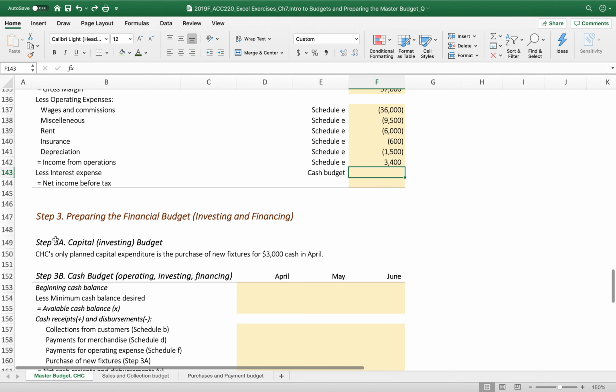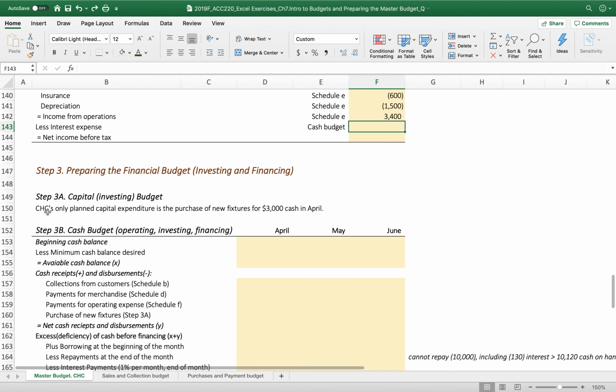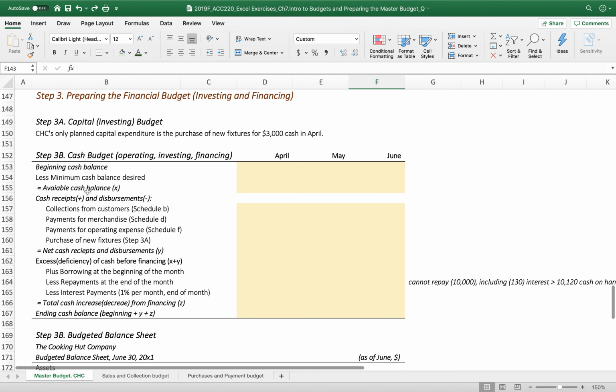And then we start to work on preparing the financial budget. CHC's only planned capital expenditure is the purchase of new fixtures for $3,000 cash in April. That is the only information related to the capital budget. Maybe more complex capital budgets can be dealt with in other courses or the finance courses. Then let's jump into Step 3B, the cash budget.